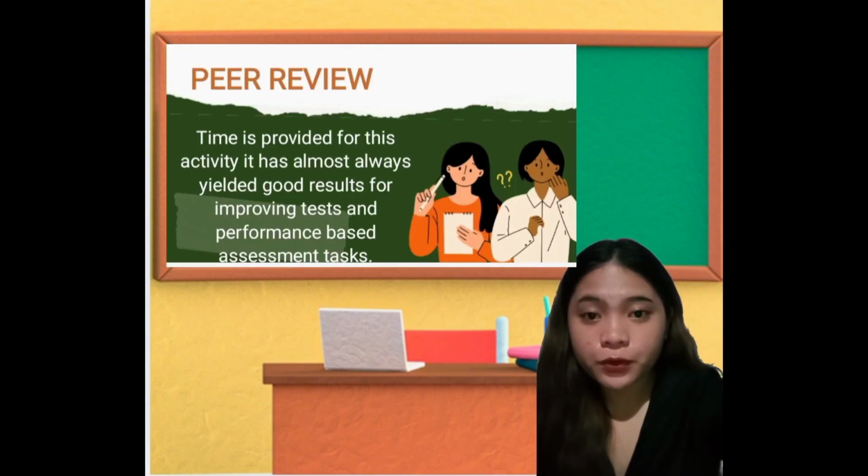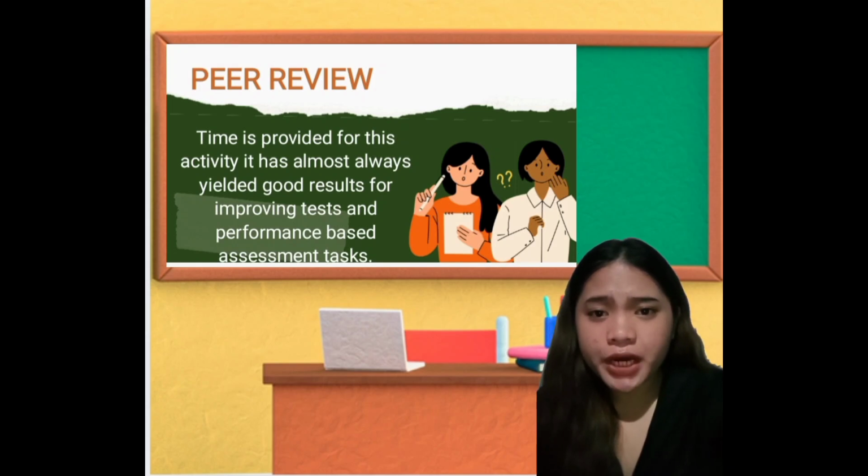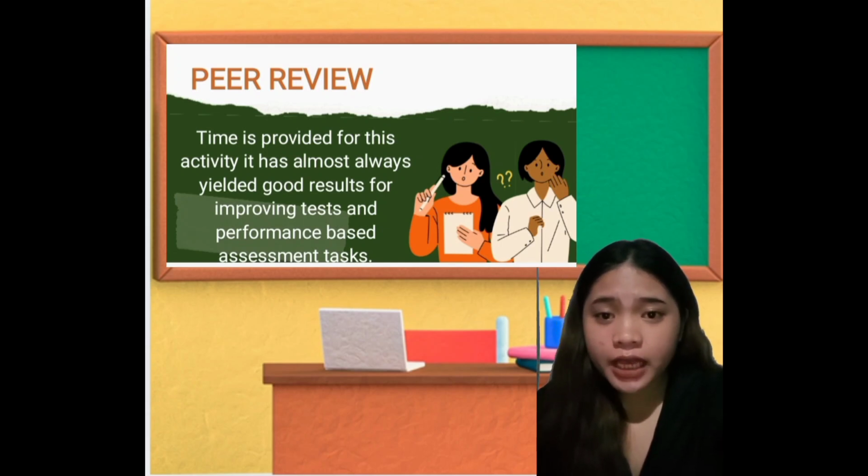So let's move to peer review. There are schools that encourage peer or collegial review of assessment instruments among themselves. Time is provided for this activity and it has almost always yielded good results for improving tests and performance-based assessment tasks. During this teacher dyad or triad session, those teaching the same subject area can openly review together the classroom test and tasks they have devised against some consensual criteria. The suggestions given by the test experts can actually be used collegially as basis for a review checklist.